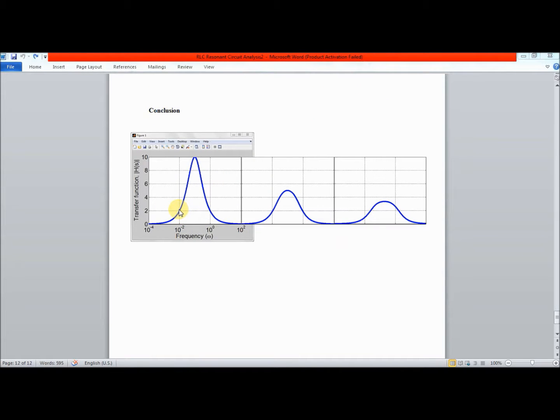For the conclusion, we can say that the waveform of each resonance is different due to the change of values of R, L, and C. And the best selectivity of quality factor is Q1, which has the higher amplitude.